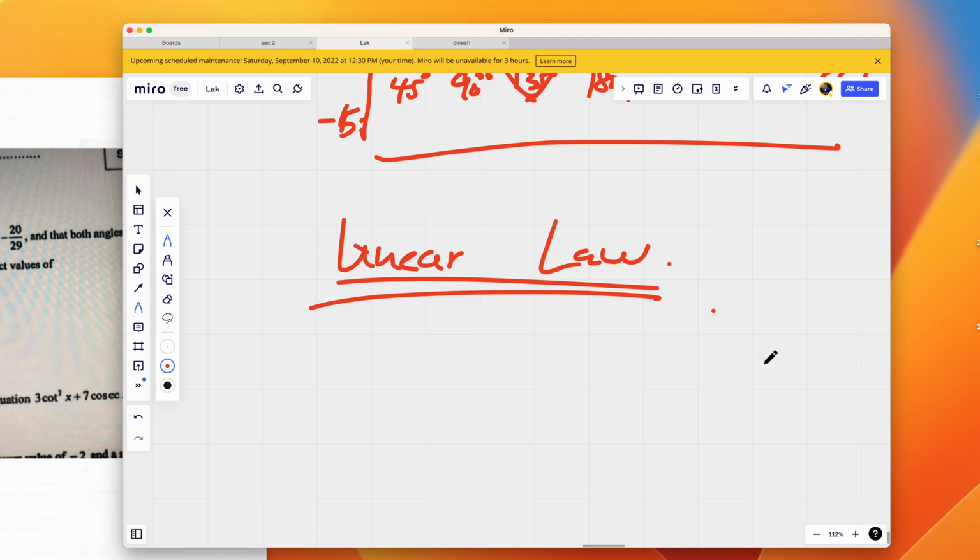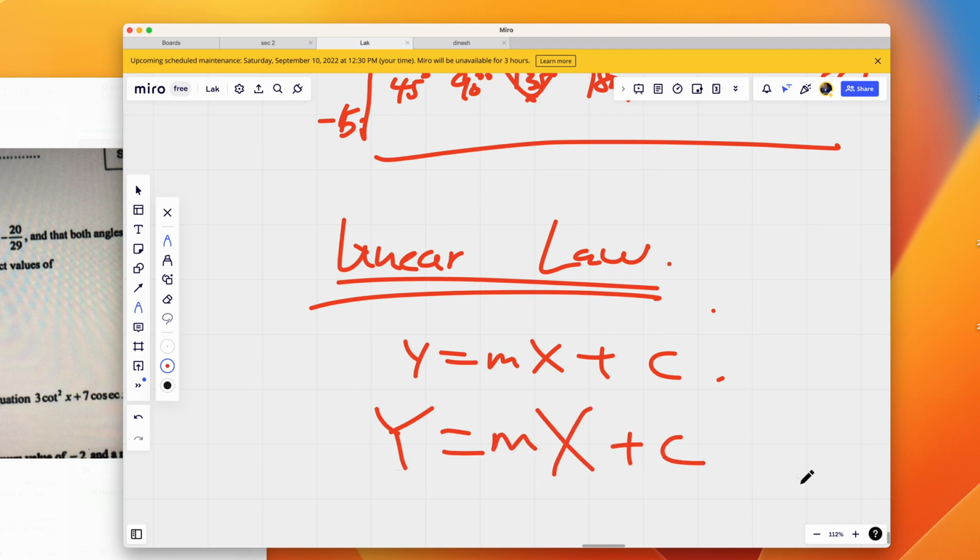Okay, linear law. So, do you know the meaning of linear? Go straight. Yeah, linear law is y equals mx plus c. This is a linear equation. But in this case, in A math, the y is a big Y. The gradient is still the gradient. X is the big X. The y-intercept is still the y-intercept. That's the only difference.